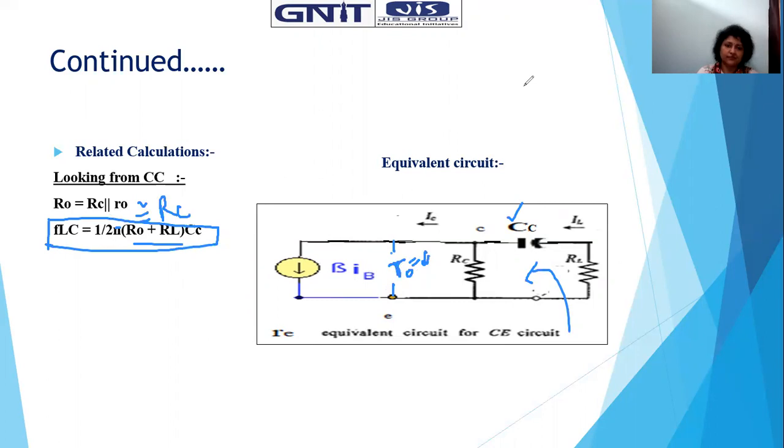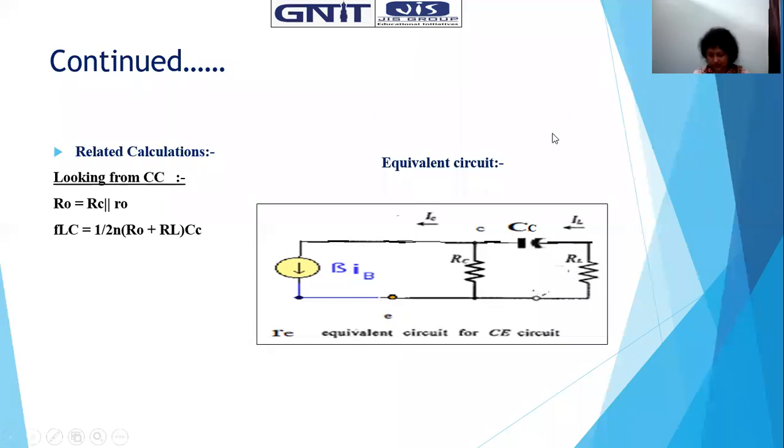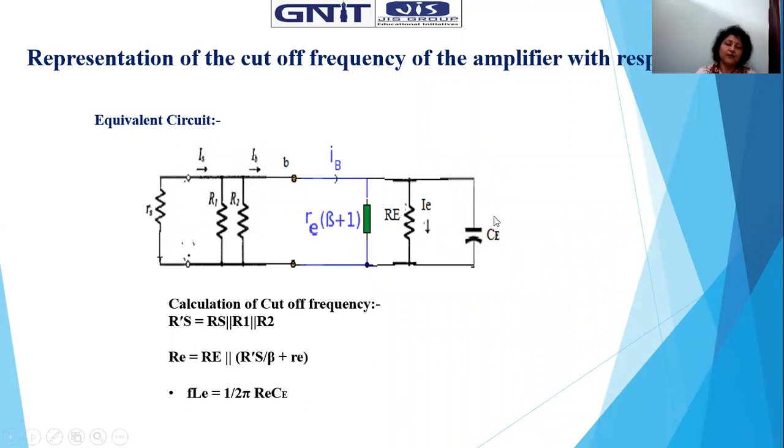Let me clear my sketch and we are moving to the next part. We will now be analyzing the effect of CE. Now the cutoff frequency we need to find with respect to CE, and accordingly we design the amplifier. Now with respect to CE, we have to move the network from CE, that part.